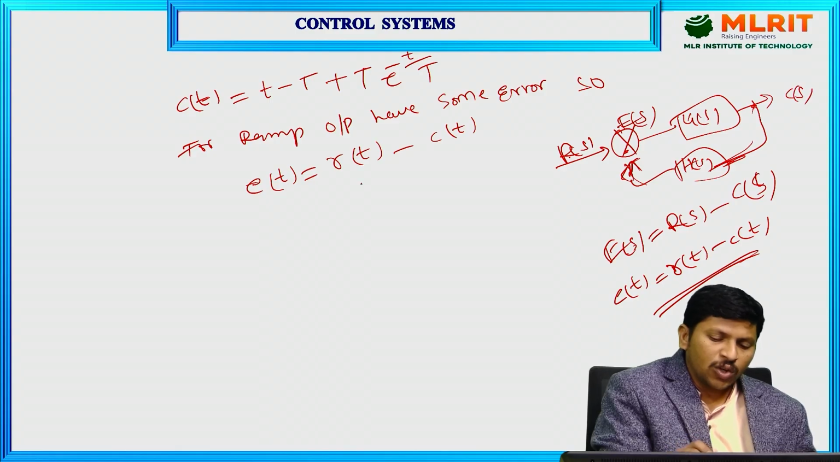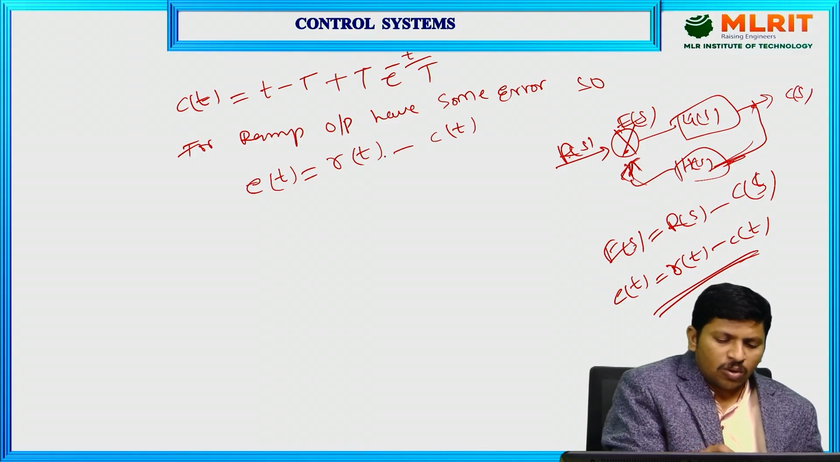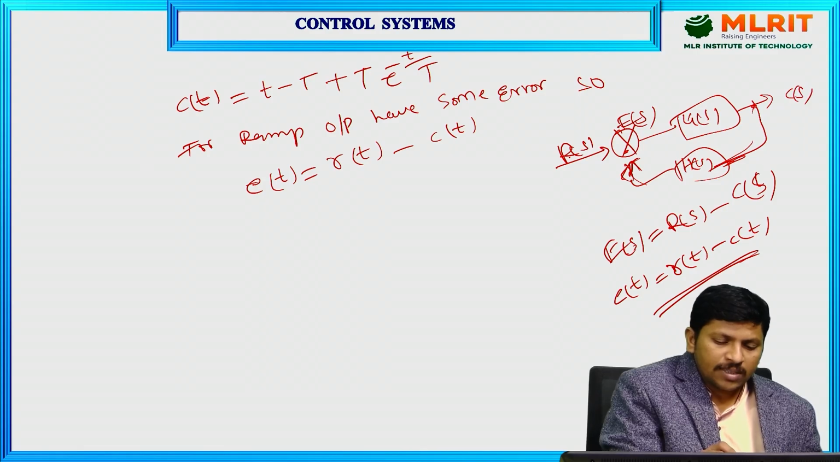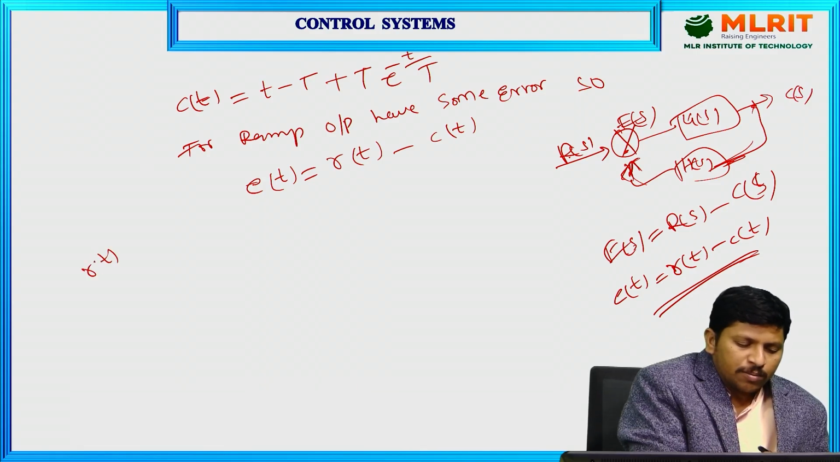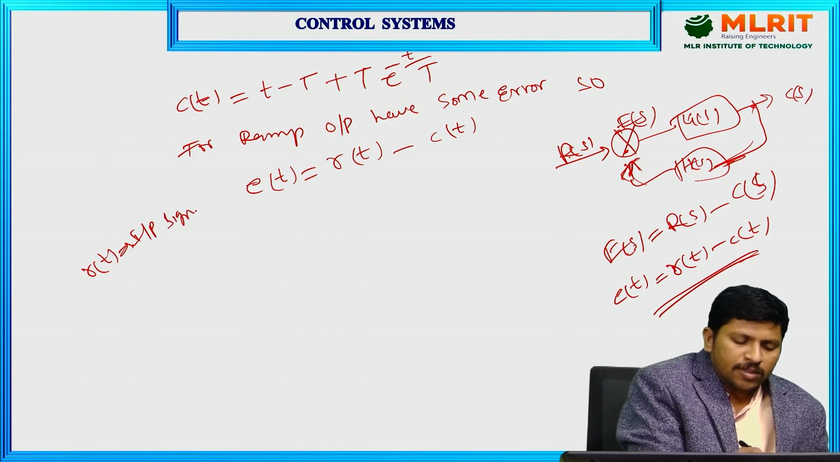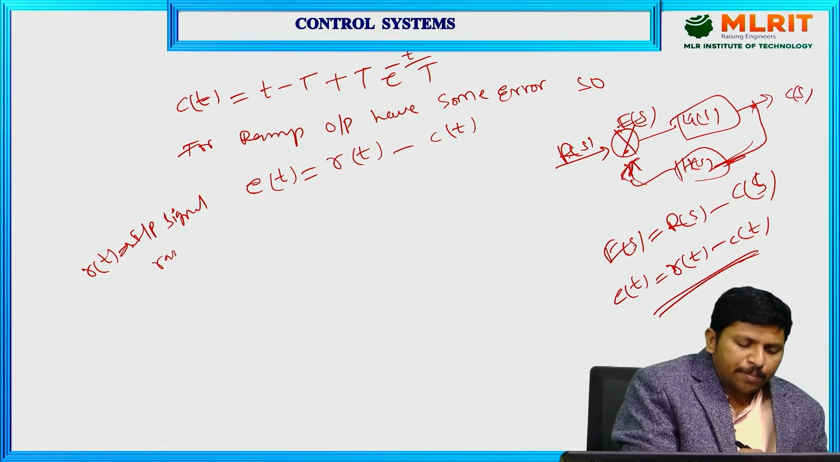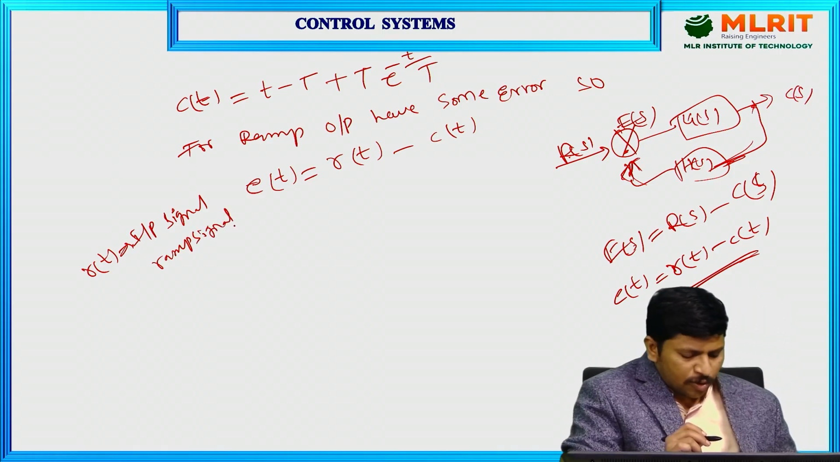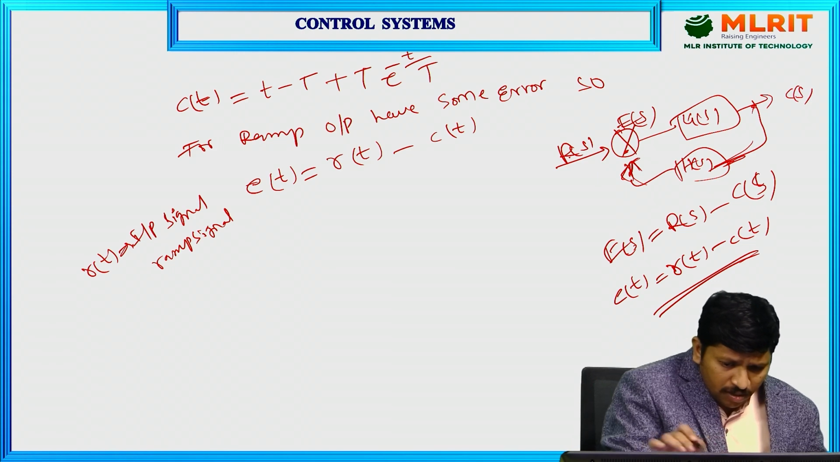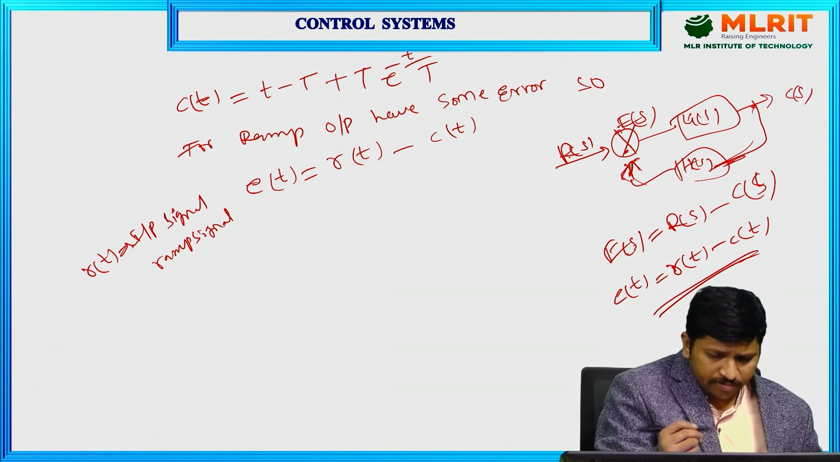Here we already know C of t. R of t is the input signal. Here the input signal is the ramp signal. The ramp signal is nothing but t.